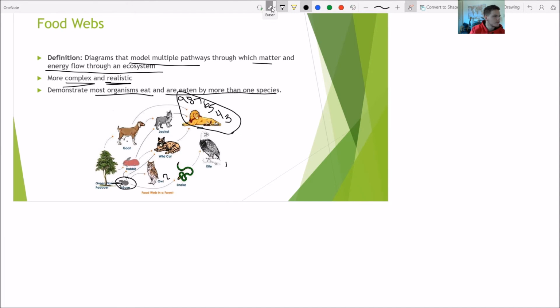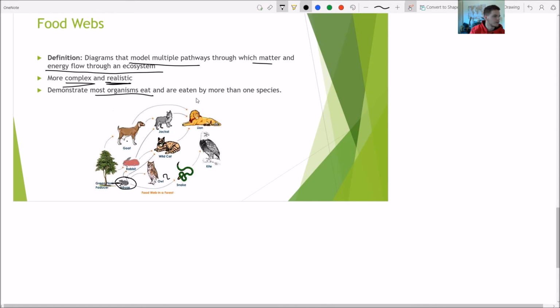But let me show you some strategies that I use to identify who is getting their energy from who. So if I want to know every single organism that a lion is eating, all I have to do is circle the arrowheads that point to my lion, because that's the direction the energy is going, and I trace them back. Okay, so lion's eating a goat, and I trace this back, lion's eating a jackal, trace this back, lion's eating a wildcat.